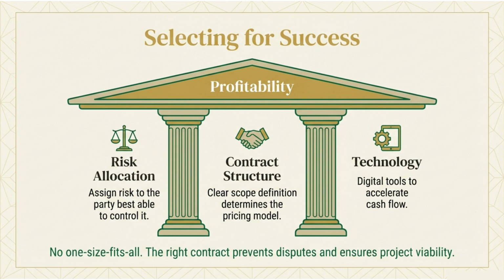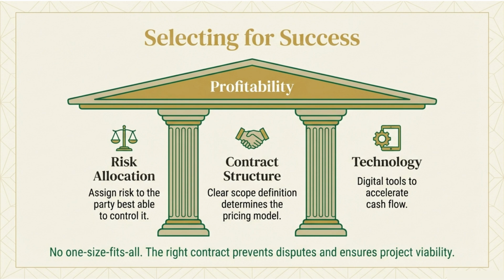Risk allocation. Assign risk to the party best able to control it. Don't make the contractor responsible for things they can't control, like whether the owner gets financing. Don't make the owner responsible for things they can't manage, like whether the contractor can hire skilled labor. Match risk to capability.